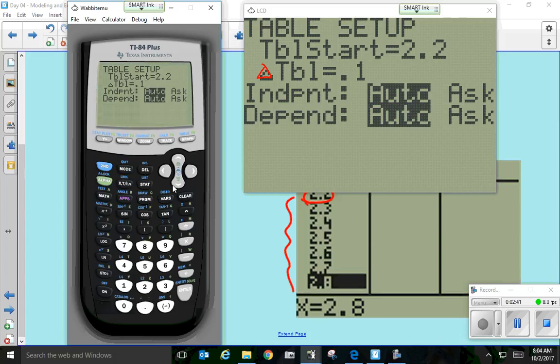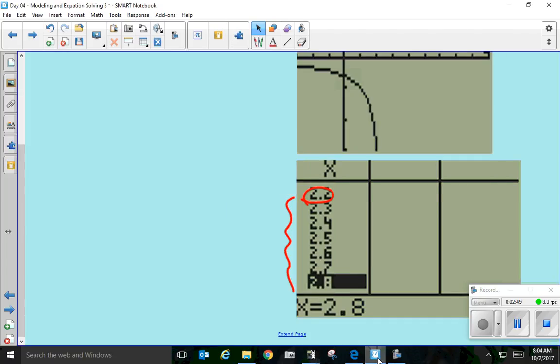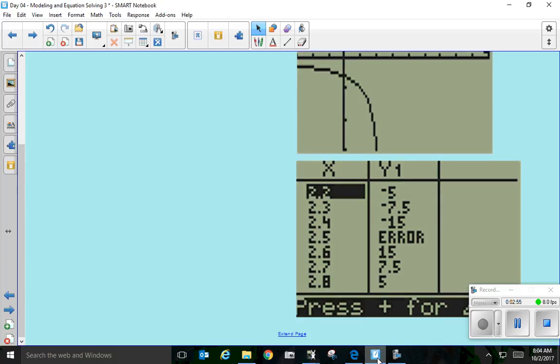Now let's look at our table. What do we notice happens at 2.5? There's an error at 2.5. So if I were to do this, that's what you would see in your table right there. There's an error at 2.5. How come there is an error at 2.5 with our function?